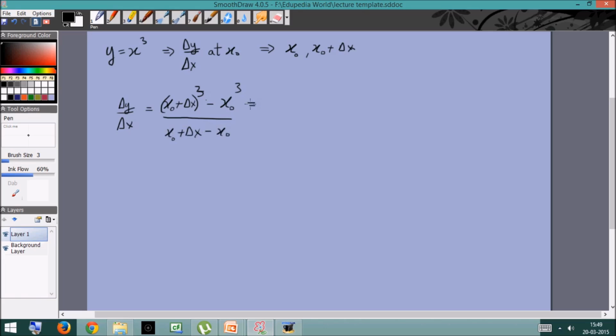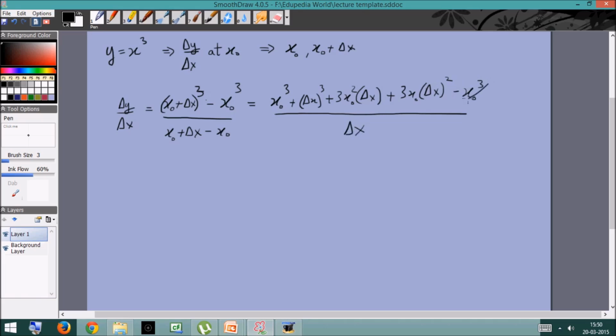So we'll use the formula of a plus b whole cube. So this becomes x naught cube plus delta x whole cube plus 3x naught square delta x plus 3x naught delta x whole square, minus x naught cube, divided by the denominator, which is just delta x.